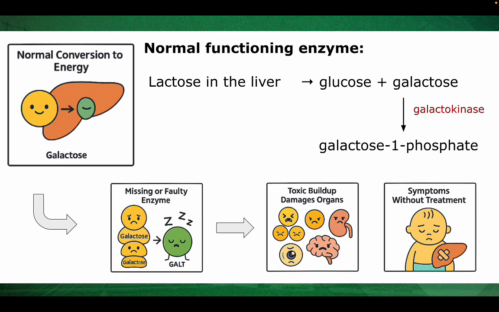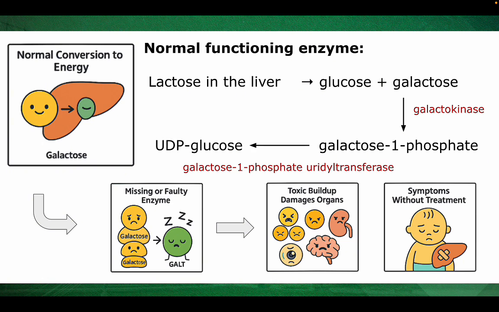So the galactose 1-phosphate is turned to a usable form of glucose called UDP glucose. This is done by the work of the GALT, G-A-L-T, the galactose 1-phosphate uridyl transferase. So this is the usable form for the body. In galactosemia, one of these enzymes, usually the GALT, galactose 1-phosphate uridyl transferase, is missing or defective.